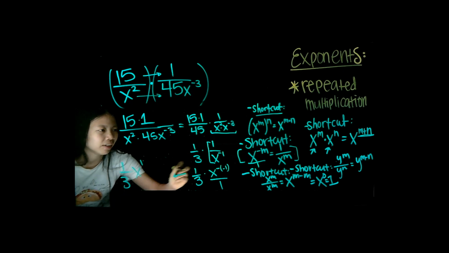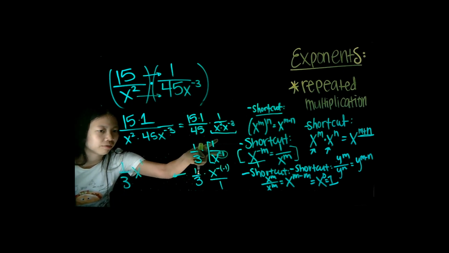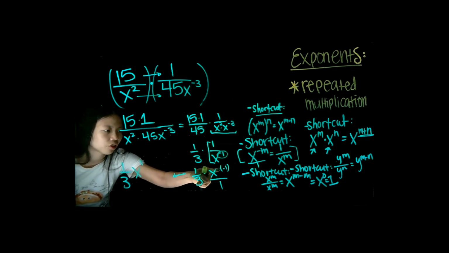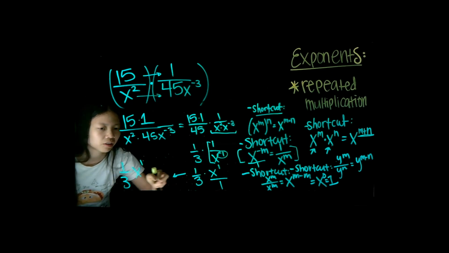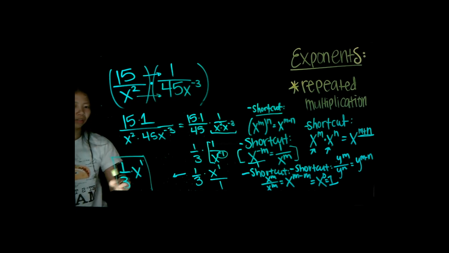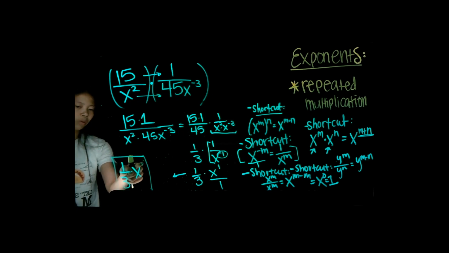So whenever I have a negative exponent, I can just flip my fraction and it becomes a positive version of it. So negative exponent on the bottom, I can flip it and it just becomes a positive version on top. And that would be my final answer. 1/3 x to the first power or just 1/3 x.